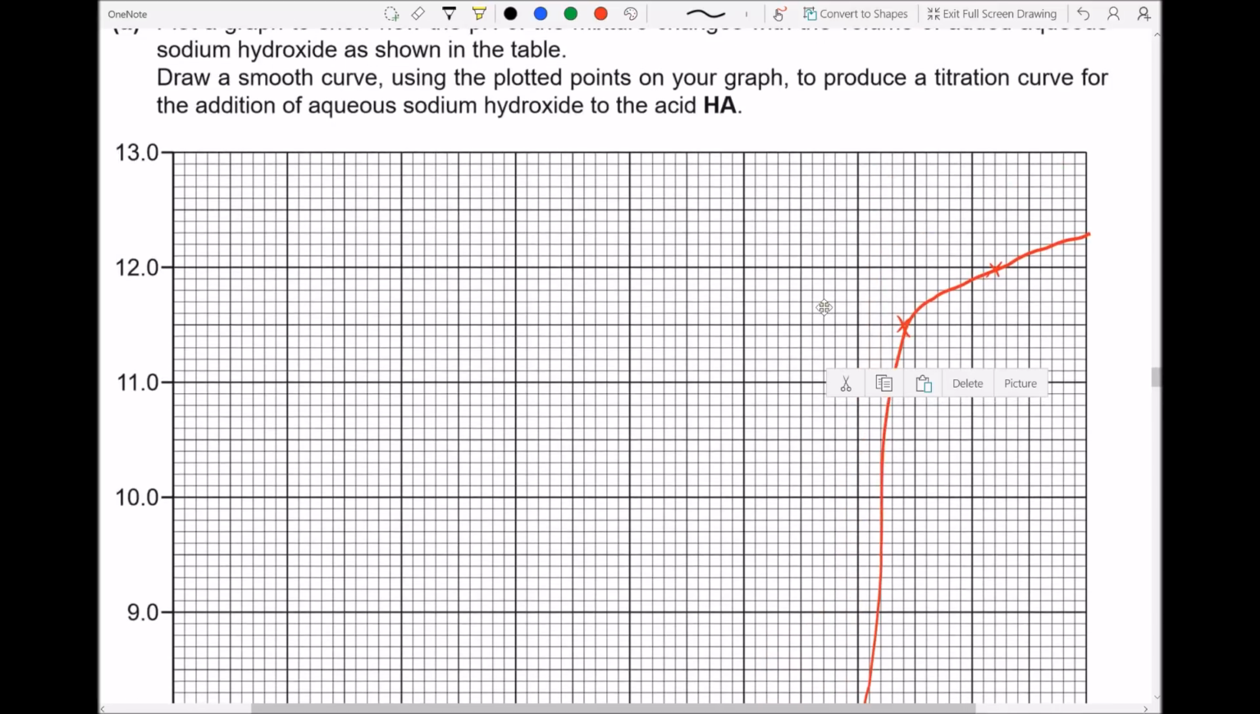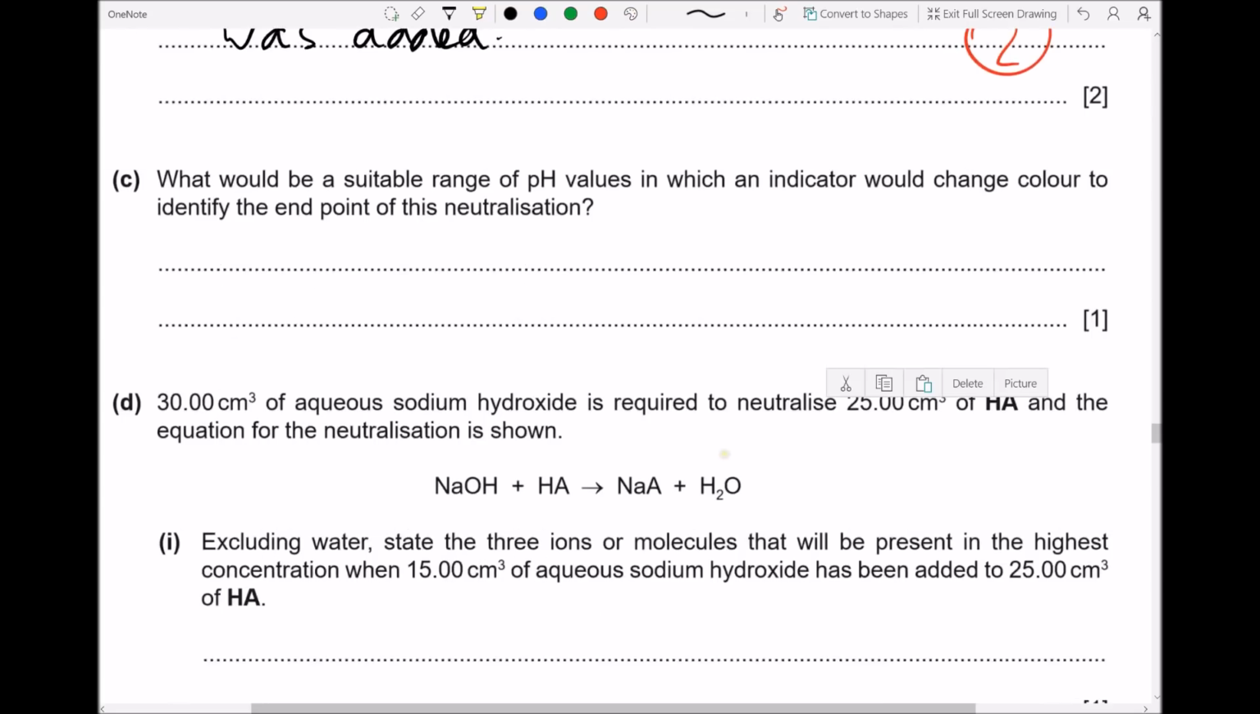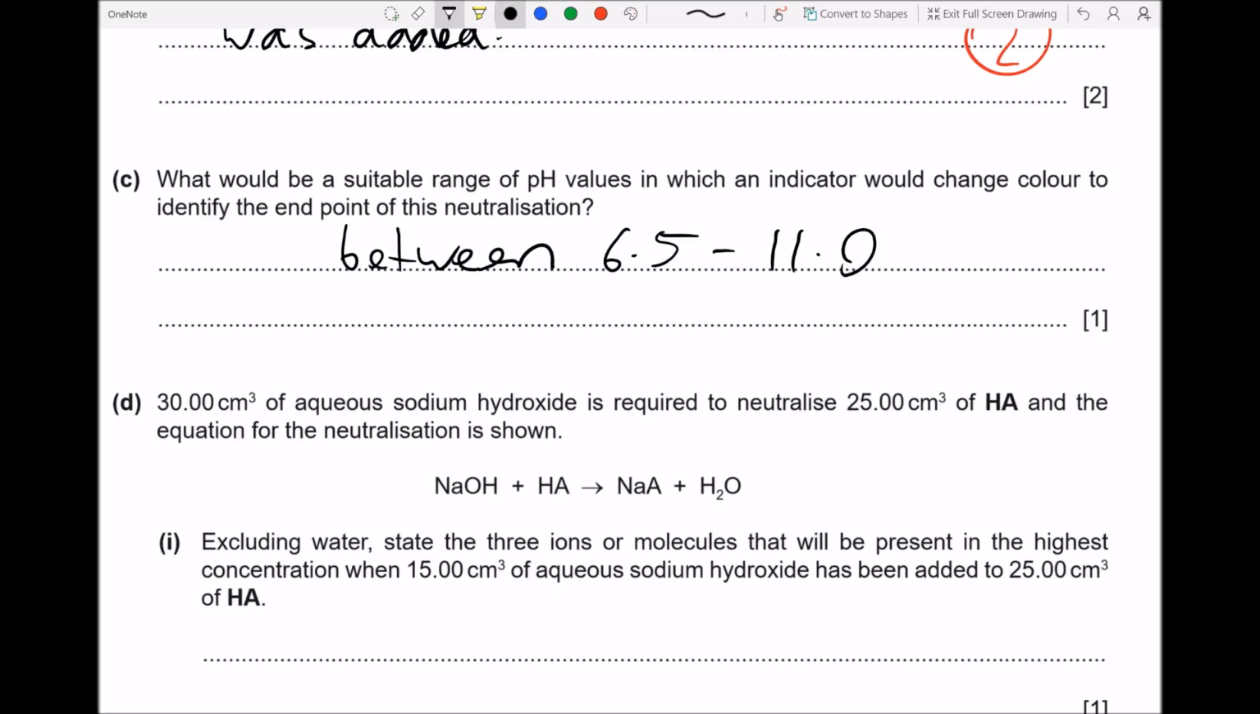And then it goes up and starts to flatten off at about the 11 mark. It starts to curve back round again. So we're wanting one that changes between 6.5 and 11. Anywhere around there will do. Right, so between about pH of 6.5 and 11, anything around there. It can't change near the end point, near the points where it's curving, because that isn't really strictly the end point. So we need to make sure that it's well within that vertical band there.